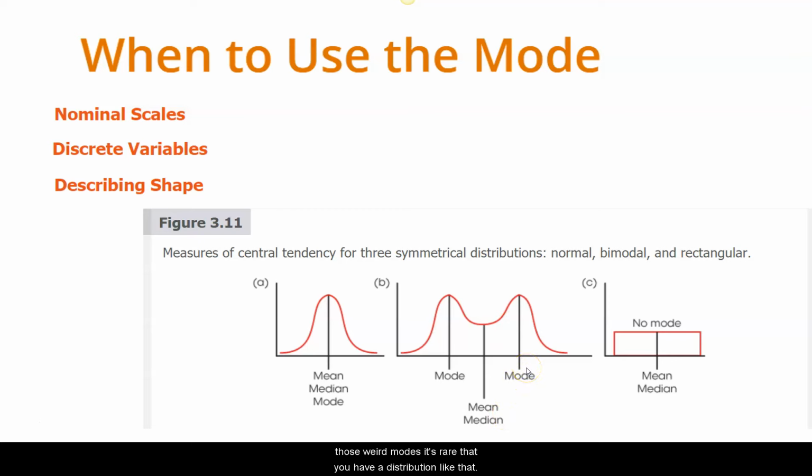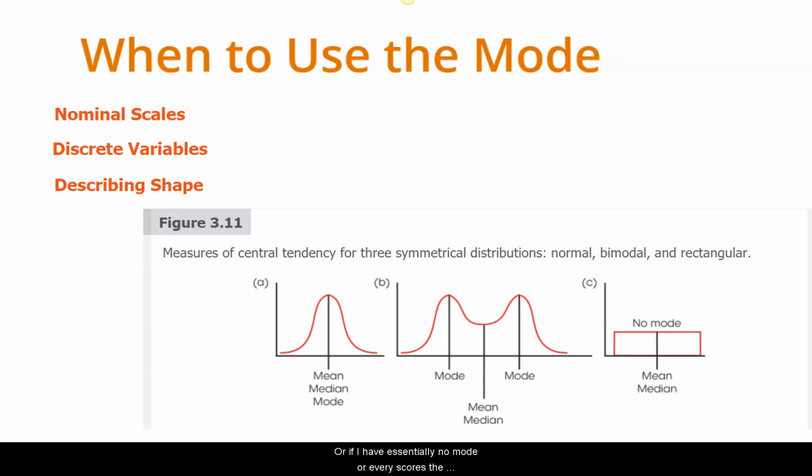It's rare that you have a distribution like that. And in that case, I would probably describe it as bimodal first and foremost. So if I gave a test and there were a lot of 95s and a lot of 75s, I might just have to describe it like that because the mean of 85 just doesn't really tell the whole story.